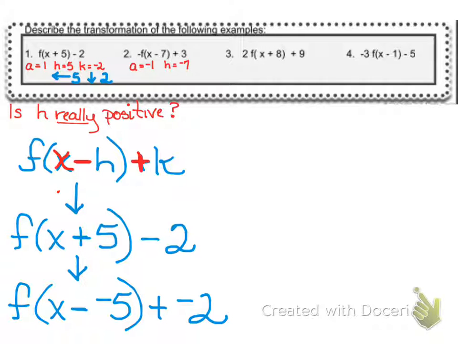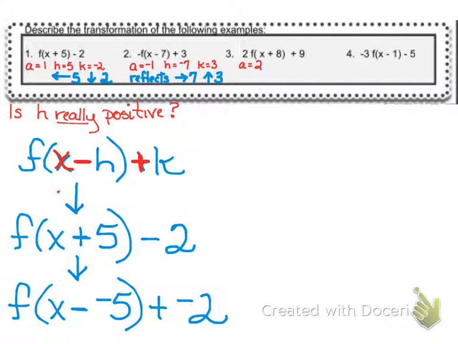So for number 2, if we do the same thing, we define a, h, and k. A is equal to -1, h is equal to -7, and k is equal to 3. Then this graph is going to reflect. It's going to move to the right 7, and it's going to go up 3. Why don't you try numbers 3 and 4 and then stop the video and see if you got it right.